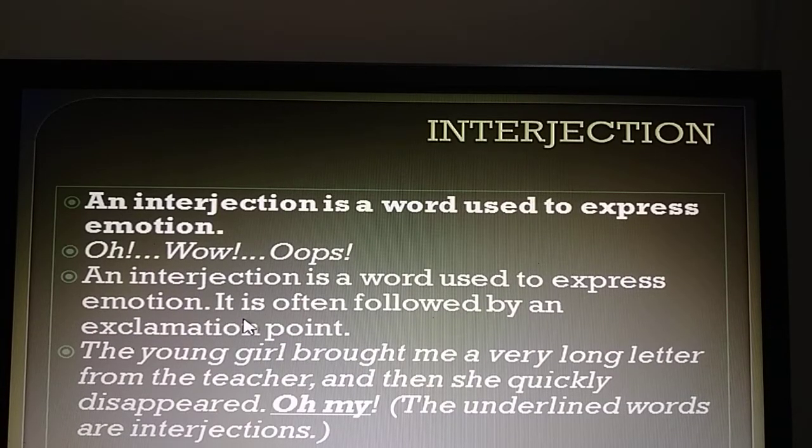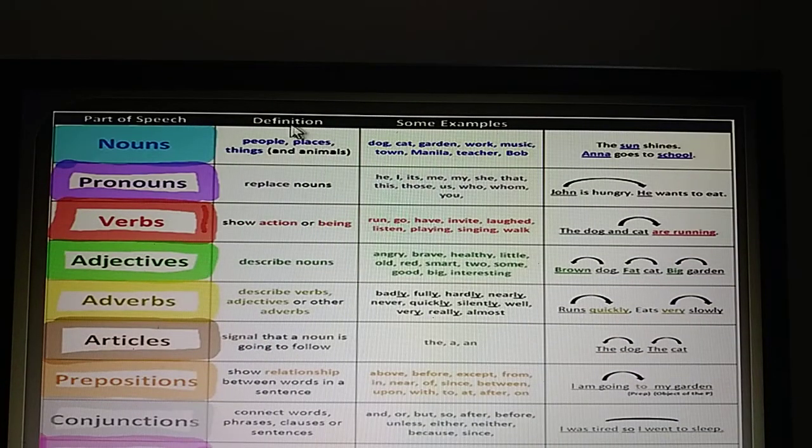Last of all, the interjection. An interjection is a word used to express emotion. Oh, wow, oops, etc. It is often followed by an exclamation point or exclamation mark. The young girl brought me a very long letter from the teacher, and then she quickly disappeared. Oh my, the underlined words are interjections. Here is the list mentioned before. In a list, parts of speech, the definition, and examples are given to compare and contrast the various parts of speech. Follow the table.